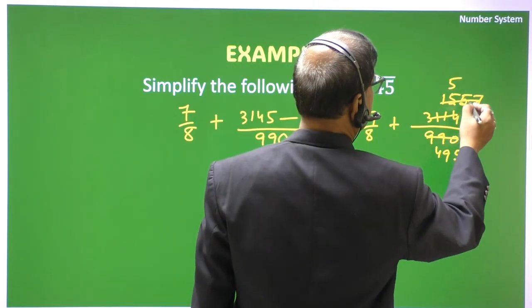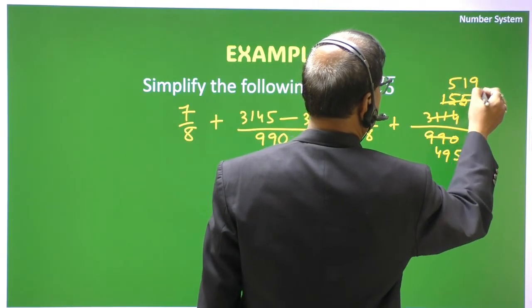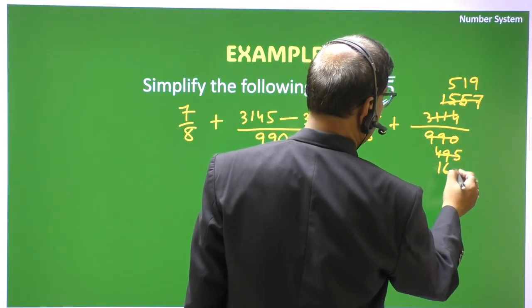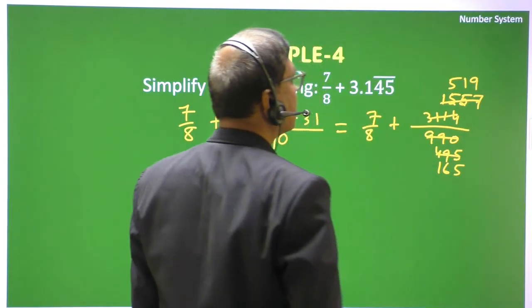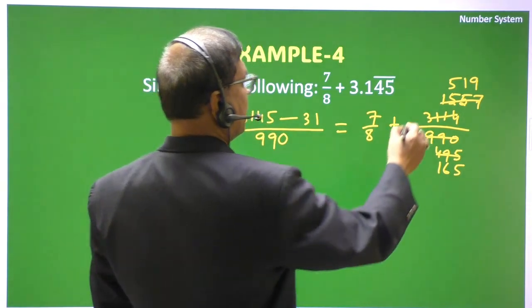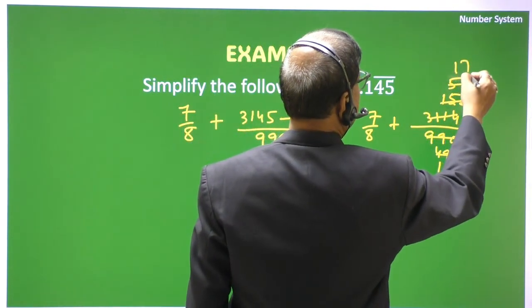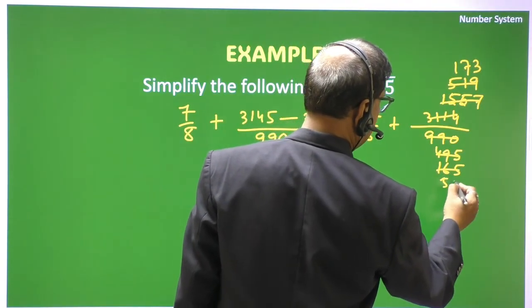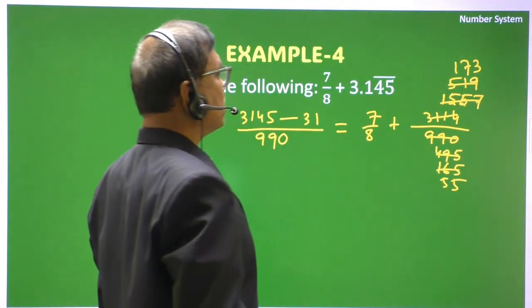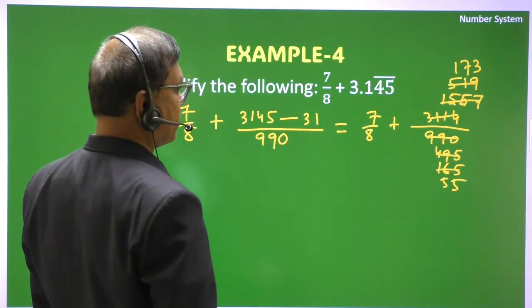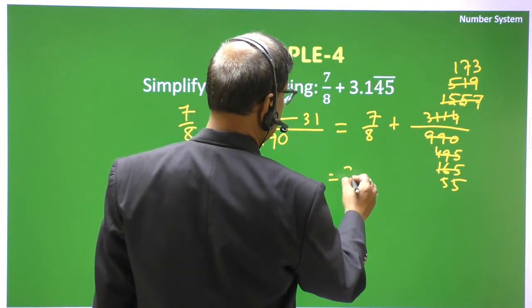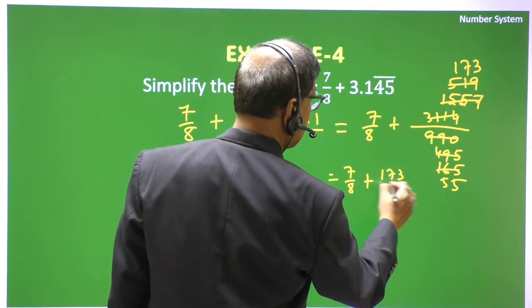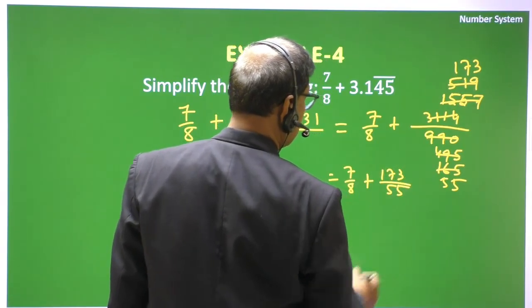3 5s are 15 and 3 19s are 57. And here 16, 3 16s are 48. This is again divisible by 3, 173, and here 55. Yes. So 173 upon 55, the simplest form, 7 upon 8 plus 173 upon 55.